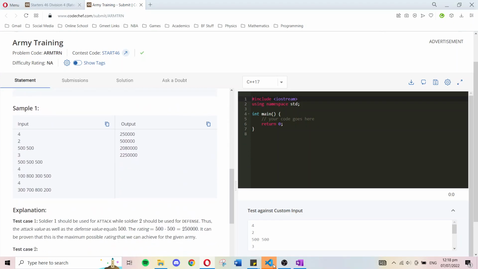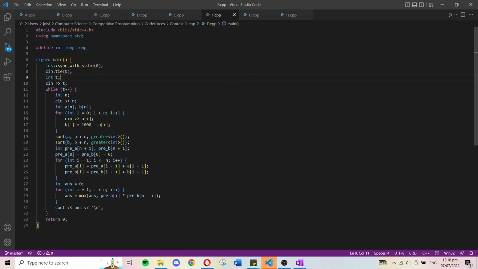So how do we implement that? Basically, exactly what I did in the solution. We just store an array B of size n, where B_i is equal to 1000 minus A_i, and then we sort them both in descending order. Then what you can do is something called prefix sums, which is basically the sum of the first until the last, right?